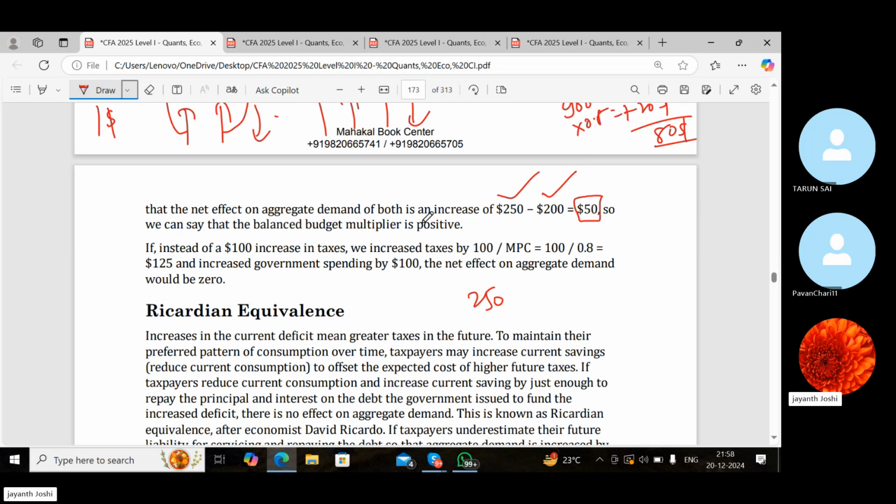So $250 is the increase in the economy. We also saw the net effect in the GDP, right? That net effect in the GDP is shown here.